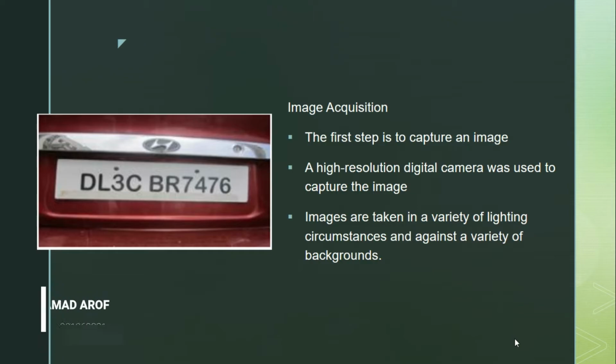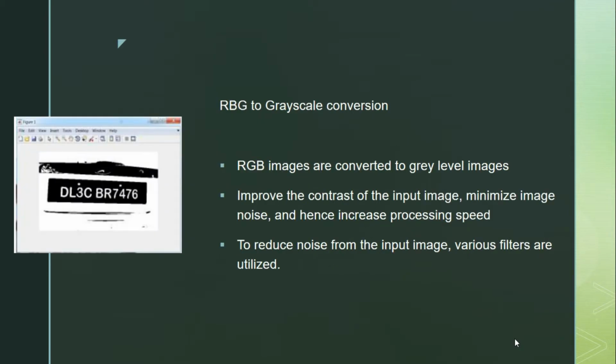Thank you. I will explain the process of getting an image before performing the template method. First is image acquisition. We need to capture an image, which in this case is a car plate number. A high resolution digital camera was used to capture the image so that it appears clear. Also, note that images are taken in different illumination conditions and different backgrounds, so it will produce varied results. Next is RGB to grayscale conversion.